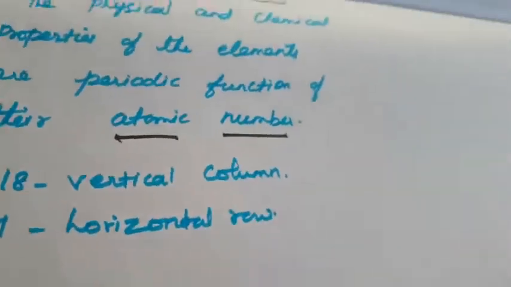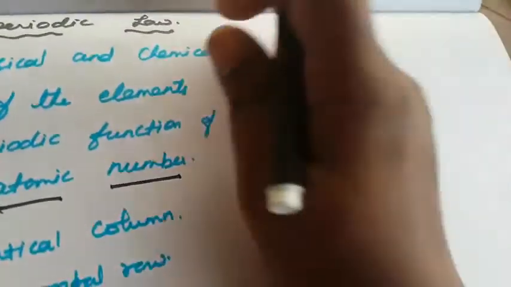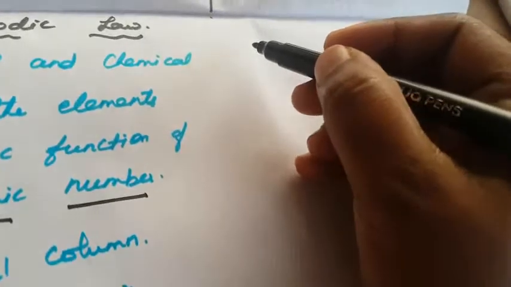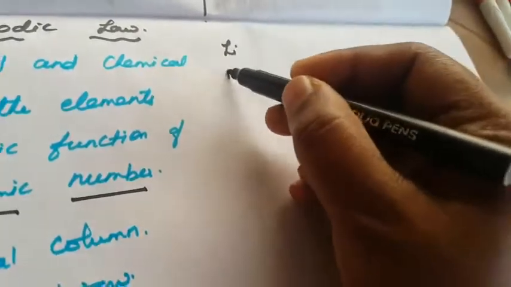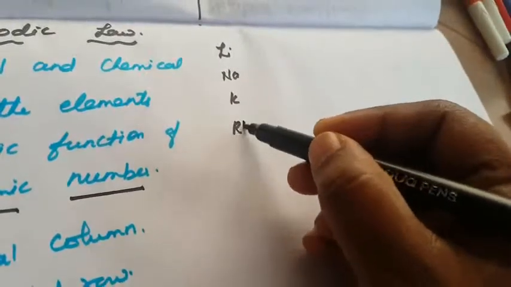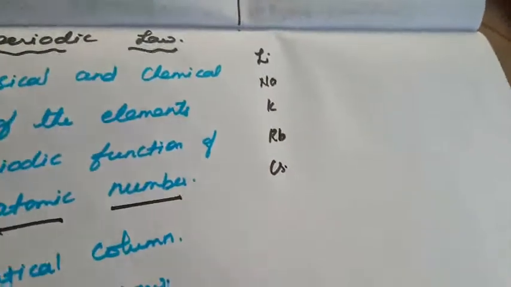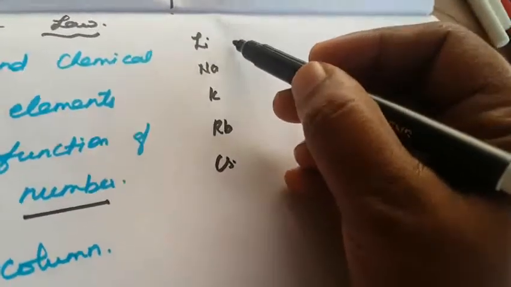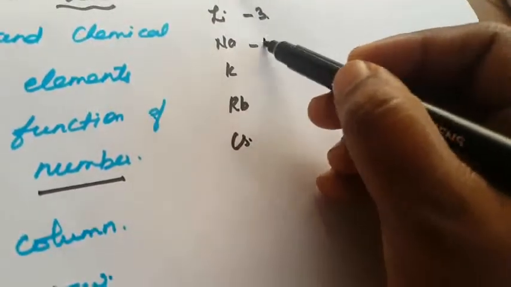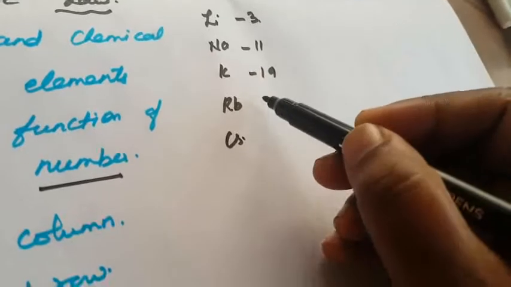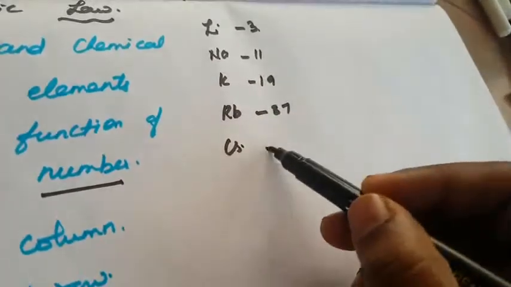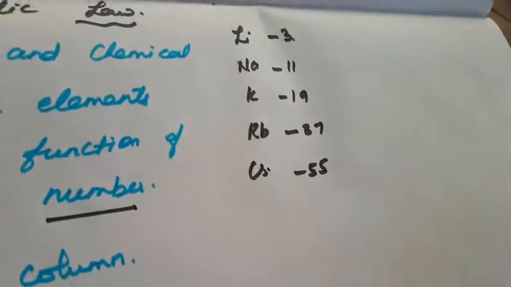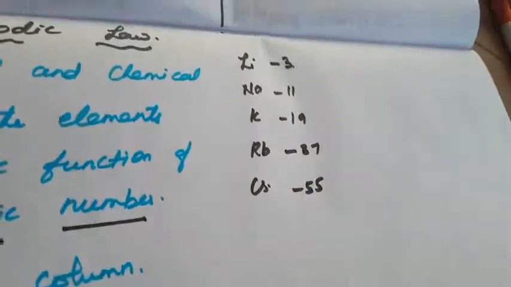How are the elements grouped? According to the valence shell electron. We already know lithium, sodium, potassium, rubidium and cesium. What is the atomic number of lithium? Lithium is 3, sodium 11, potassium 19, rubidium 37, cesium 55. These are the elements present in the first group.